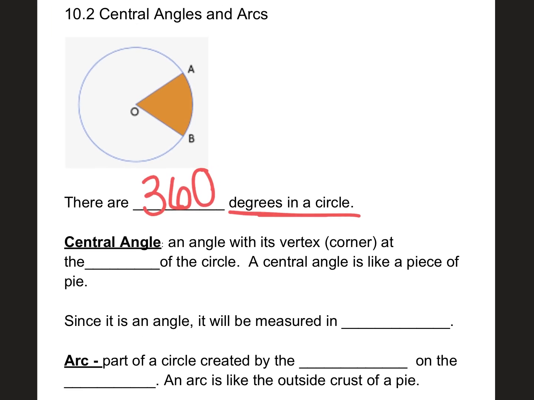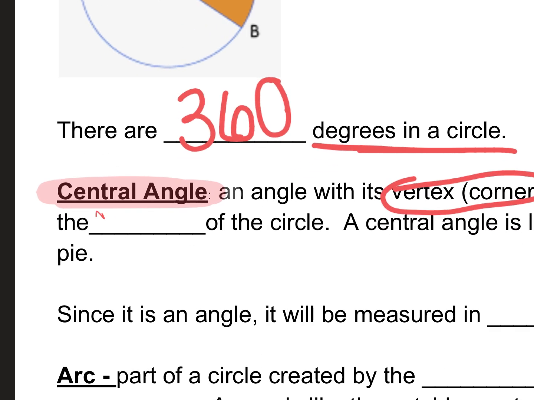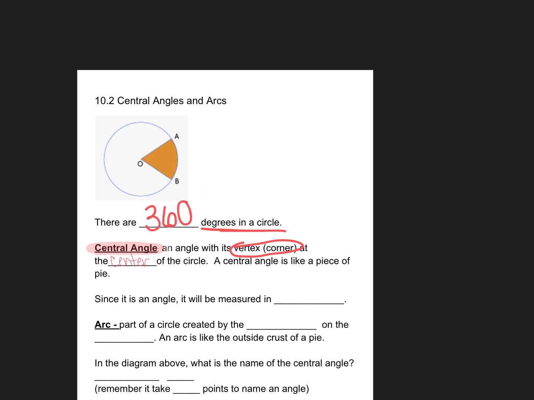And a central angle is going to be an angle with its vertex or its corner at the center of the circle. Okay, so the center of the circle is going to be the corner of that angle, and a central angle is like a piece of the pie. So the angle measure is basically how many degrees the tip of that piece of pie is, and since it's an angle, it will be measured in degrees.